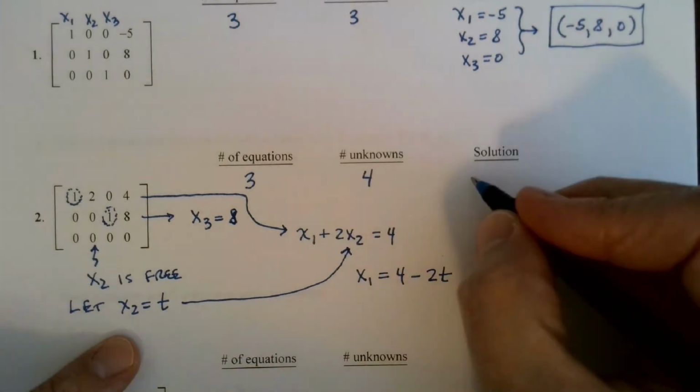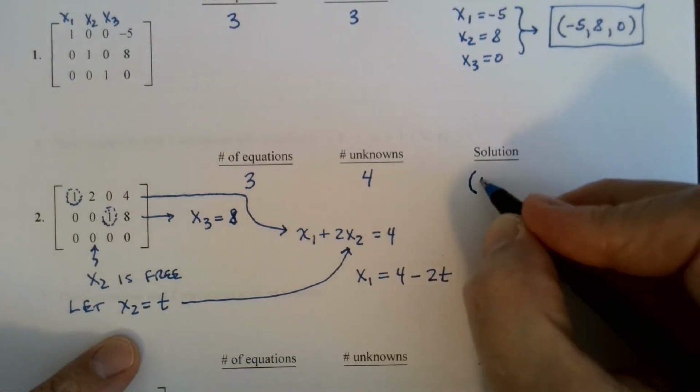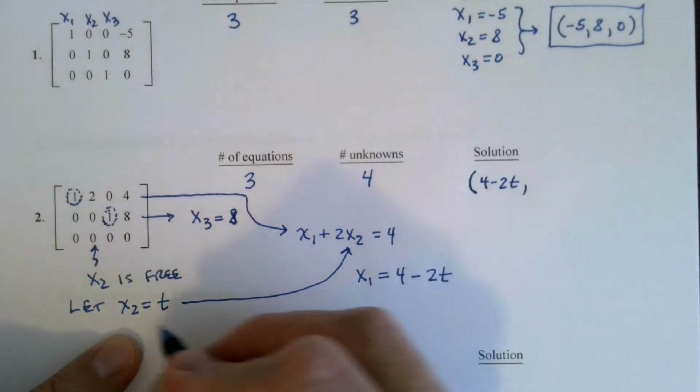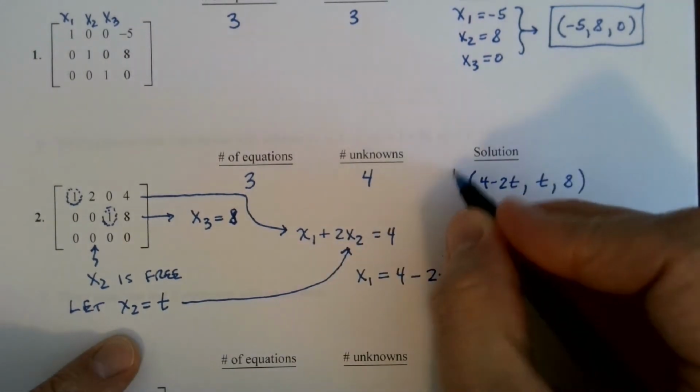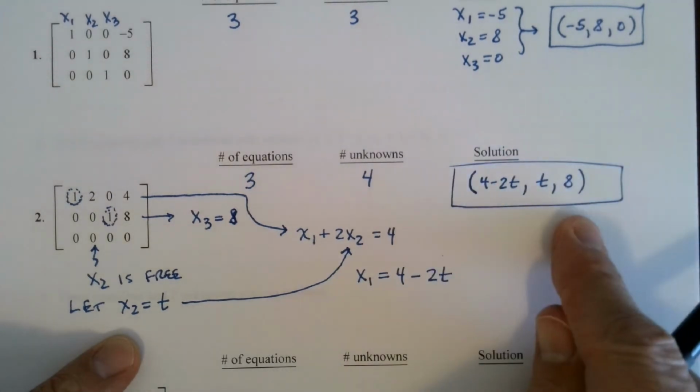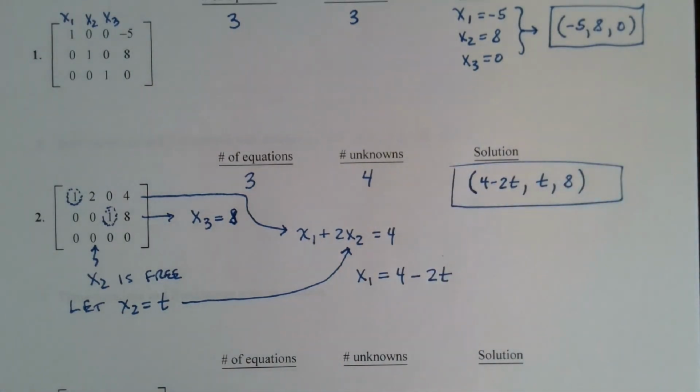So what's our solution? X of 1, which is 4 minus 2t, x of 2, t, x of 3 is 8. Infinitely many solutions of this form. T is the parameter. Choose t to be any real number, and then we have a solution.